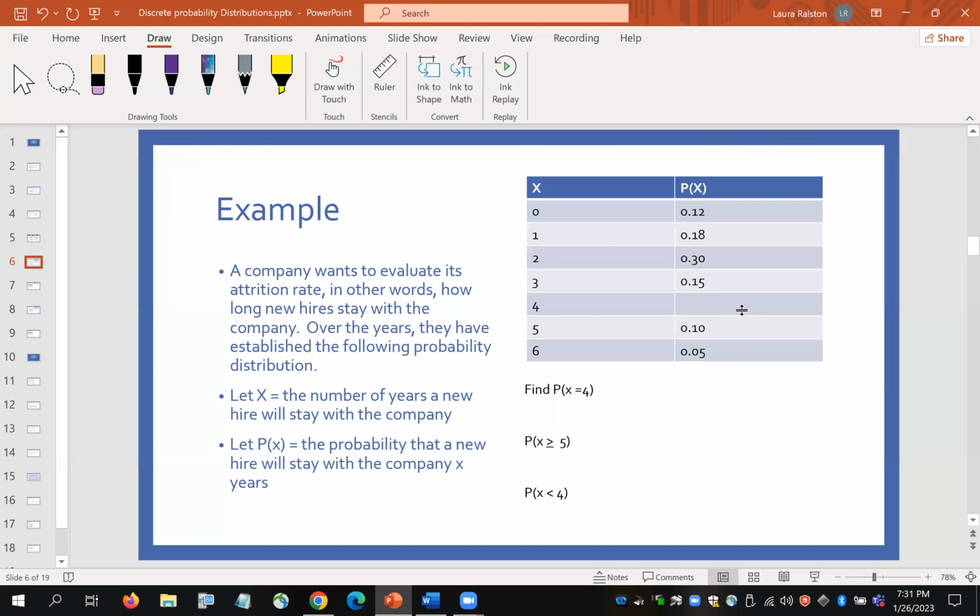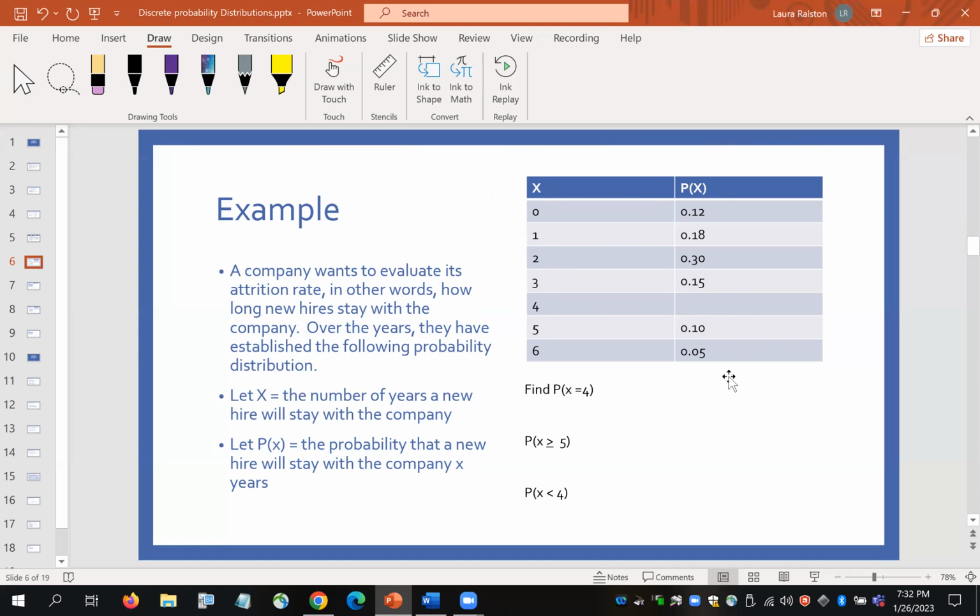Let's look at another one. This one says a company wants to evaluate its attrition rate. In other words, how long new hires stay with the company. Over the years, through observation, they have established the following probability distribution, where X is the number of years a new hire will stay. They stay 0 years, 1 year, 2 years, 3 years, 4 years, 5 years, 6 years. So P of X is the probability that the new hire will stay with the company X years.